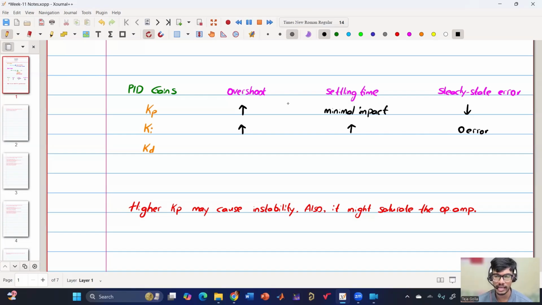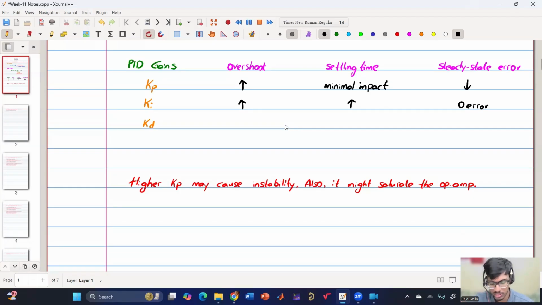Also, if we increase Ki, then there can be oscillations in the system and it can also cause instability because it will never reach that steady state. If you see the control voltage, it will never reach one certain control voltage. Either it will be above or below. So higher Ki can cause oscillations in the system. And higher Ki is not at all acceptable. So we should be very careful with Ki as well as Kd.